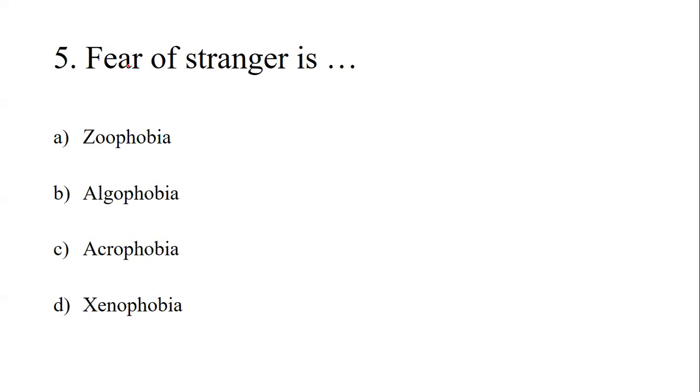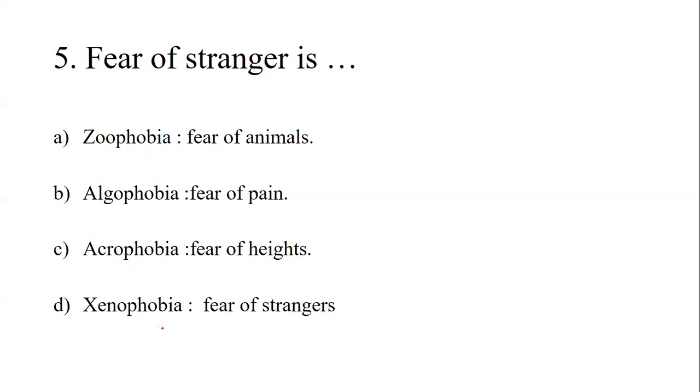Last question: fear of stranger is called. Options: zoophobia, algophobia, acrophobia, and xenophobia. We know that phobia means irrational, excessive fear of a particular object. Zoophobia, we know zoo means animal, so it's excessive fear towards animals. Algo means pain, so algophobia is a phobia towards pain, or fear of pain.